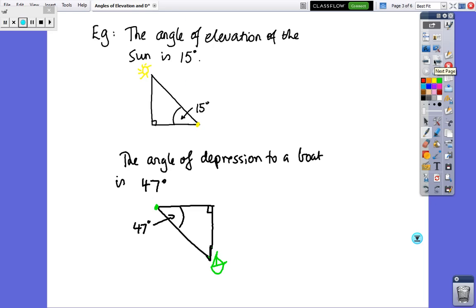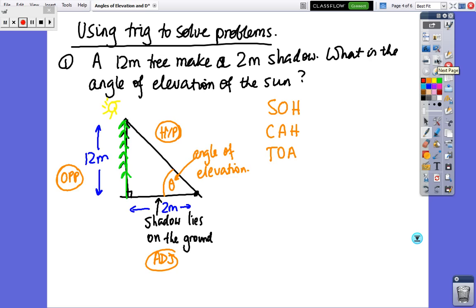So here's a diagram. Obviously in Year 9, all the trigonometry is right angle trigonometry, so all of these questions will involve a right angle triangle. It's a matter of putting the numbers in the right position. So for instance, if the angle of elevation of the sun is 15 degrees, you're down on the ground, so looking up is 15 degrees up to the sun. And for instance, the angle of depression to a boat: you're standing at the top of a cliff, then you're looking down to the boat, which is in the ocean. So you're looking down, the angle is 47 in that top corner. Okay, so let's look at some numbers, using trig to solve problems.